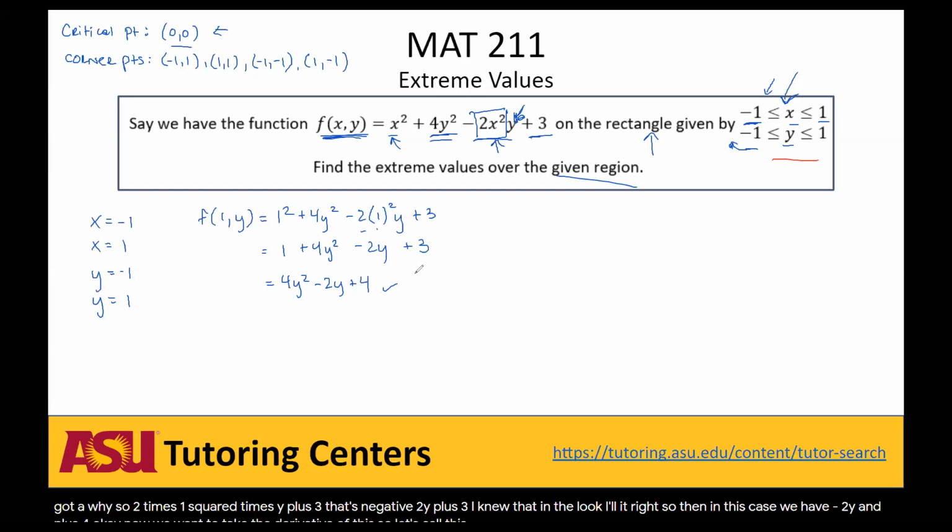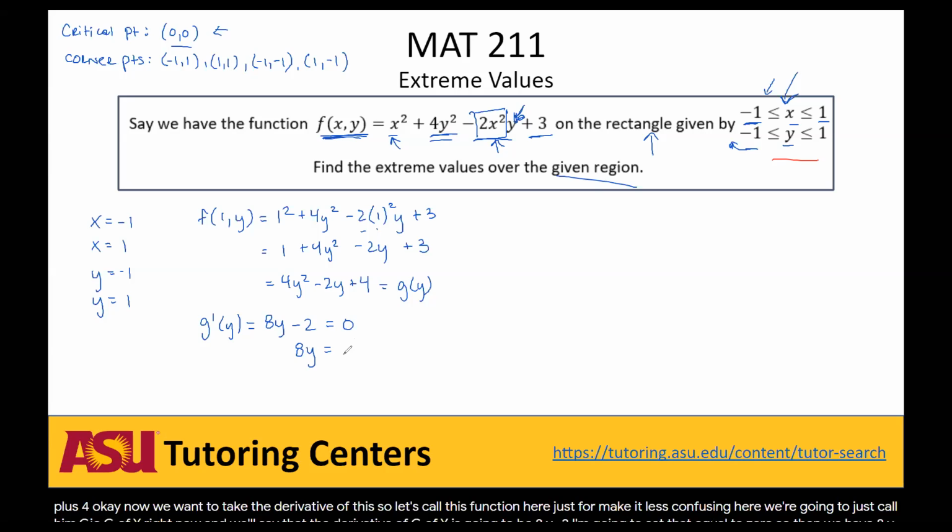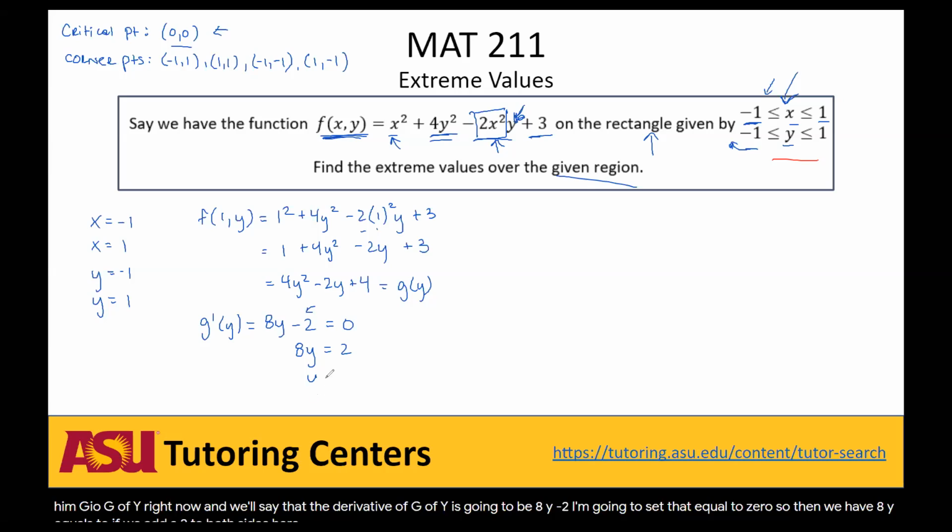Okay, now we want to take the derivative of this. So let's call this function here, just to make it less confusing, g of y for right now. And we'll say that the derivative of g of y is going to be 8y minus 2. We're going to set that equal to 0. So then we have 8y equals 2 if we add a 2 to both sides here. So y is going to be 1/4. And we got this from the point x equals -1. So we have a point here that is -1 and 1/4.